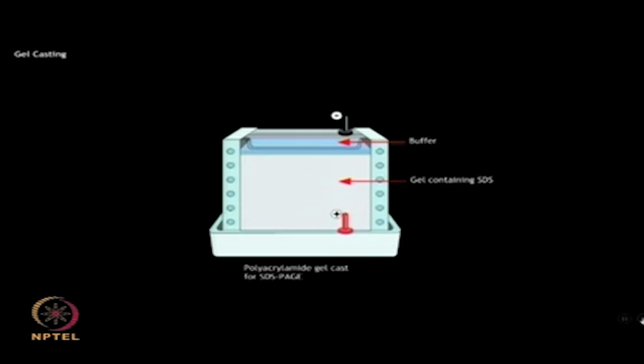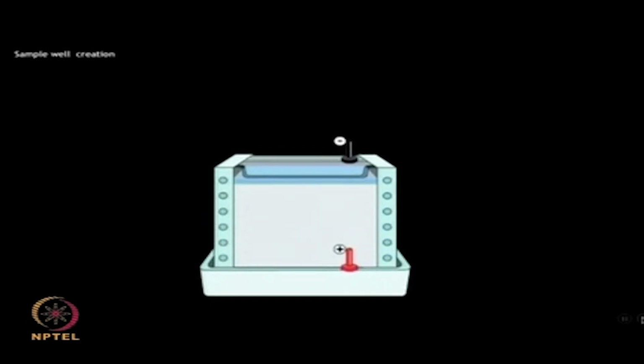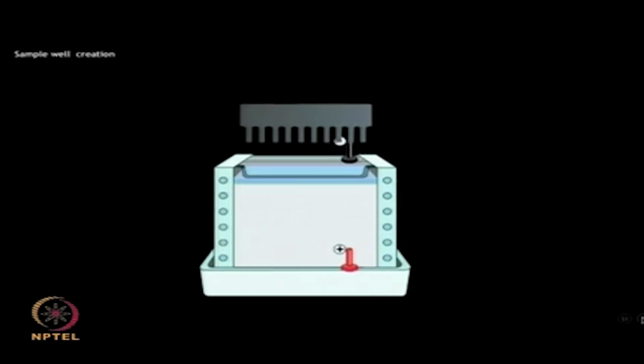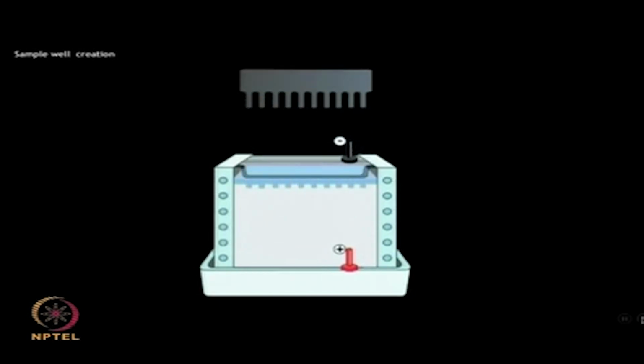Next step is to create the wells on these gels. The sample wells of uniform size, shape and separation are made using a comb which is placed in the gel as soon as it has been poured. After the gel has polymerized, the comb is removed to provide the gel ready to start the process.